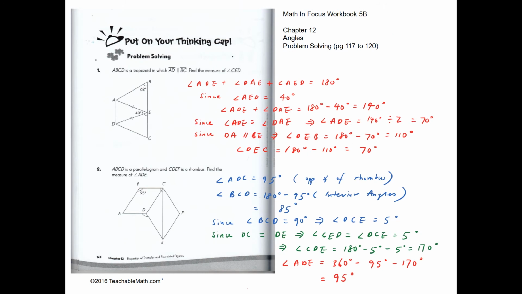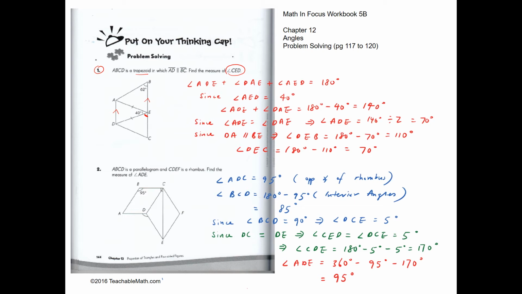Problem solving. Question 1. ABCD is a trapezoid in which AD is parallel to BC. Now find what is CED, which is this angle over here. So kids at this point have not learned about alternate angles. They have only learned that the sum of interior angles is 180 degrees. So we are going to use that to solve this problem.